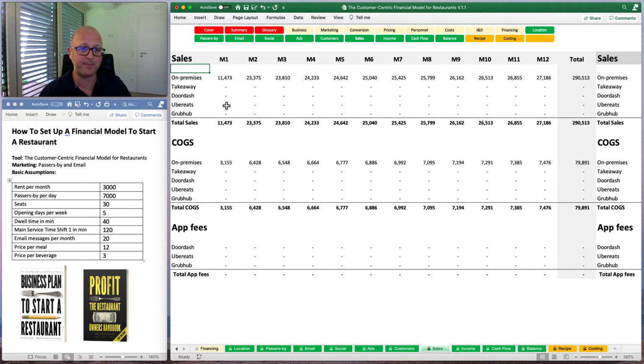And we see, okay, our sales on premises at the moment, as we calculated it, is at the start 11,000 and then 23,000 and so on, and grows up to $27,000 per month. COGS is also calculated. We see it grows from 3,100 in the first month. That's just a half month because of our pre-opening, and then comes to $6,500, $7,500 and so on. App fees are none because we don't use apps right now in this example.